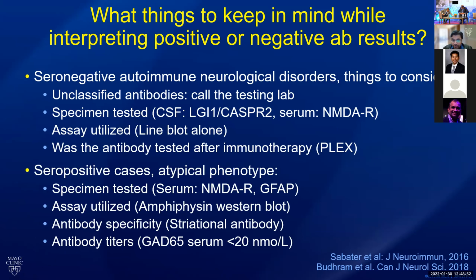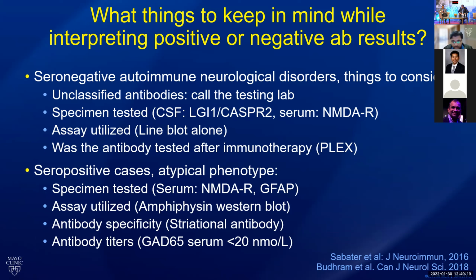Moving on, the more important question is, if the panel comes back positive and the phenotype doesn't fit. This is something which we are faced with more commonly in our clinic for some of the referrals. Then what sample was sent is very important, because serum NMDA and GFAP can generate false positive results. The assay utilized, some of these dot blots can generate false positive results, especially for the paraneoplastic antibodies.